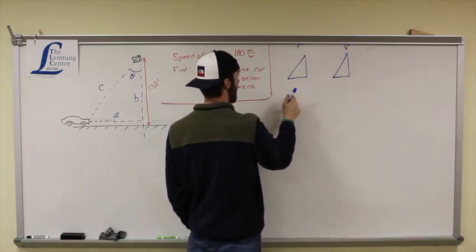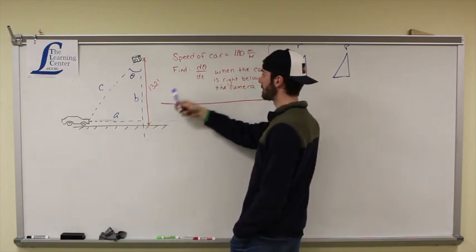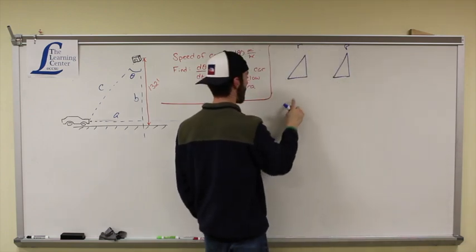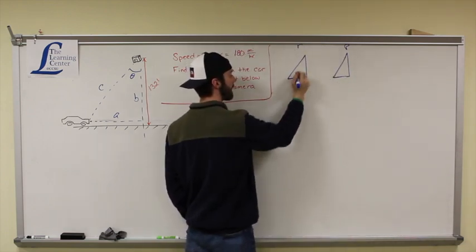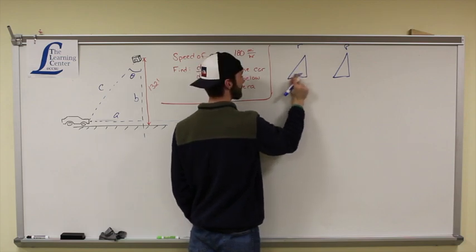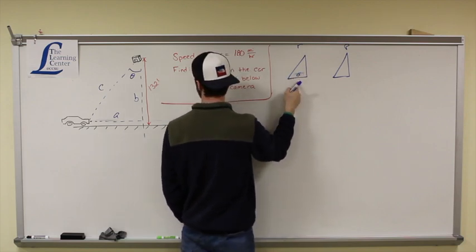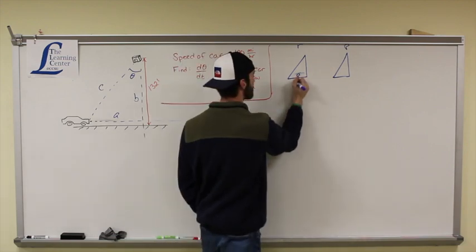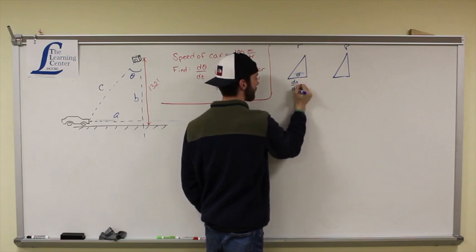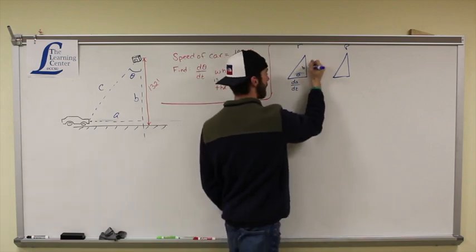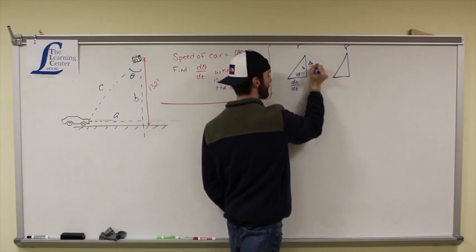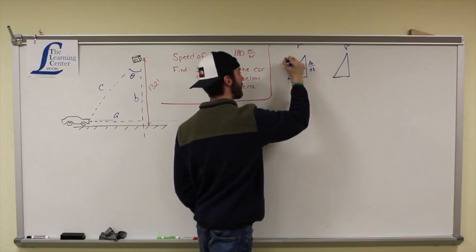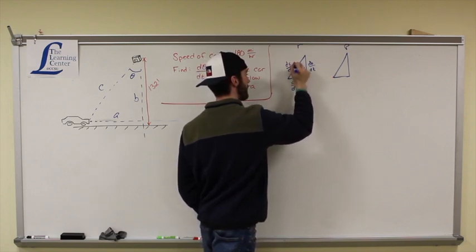I know, just filling in the given information from the problem, the speed or rate of the car is 180. And because the car is sitting on this leg, on the A, this one is going to be dA dt for now. And this one is B, and we'll call it dB dt. And this one, which is C, we'll call dC dt.